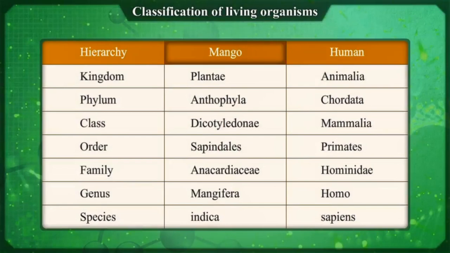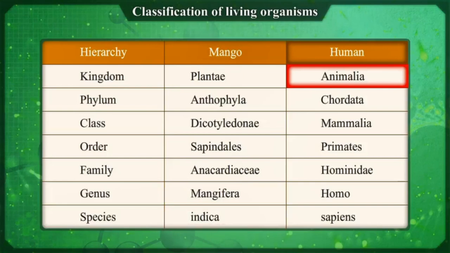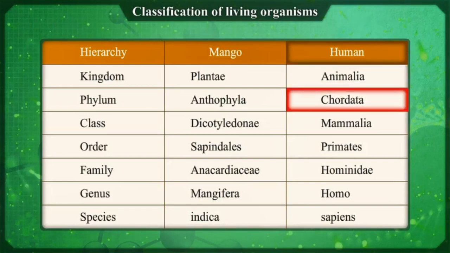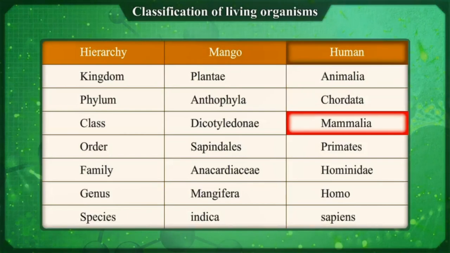Hierarchy: Mango, kingdom Plantae, phylum Anthophila, class Dicotyledonae, order Sapindales, family Anacardiaceae, genus Mangifera, species Indica. Hierarchy: human, kingdom Animalia, phylum Chordata, class Mammalia, order Primates, family Hominidae, genus Homo, species Sapiens.